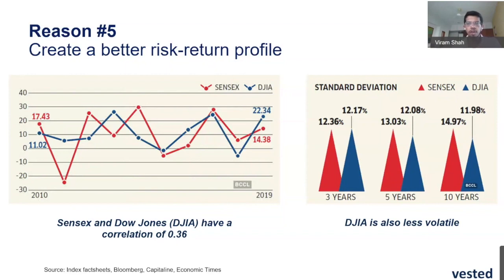And the second sort of measure of risk is standard deviation. Basically, how much does the price move up and down? And there also the Dow has been less volatile. So that helps create a better risk return profile for your portfolio.